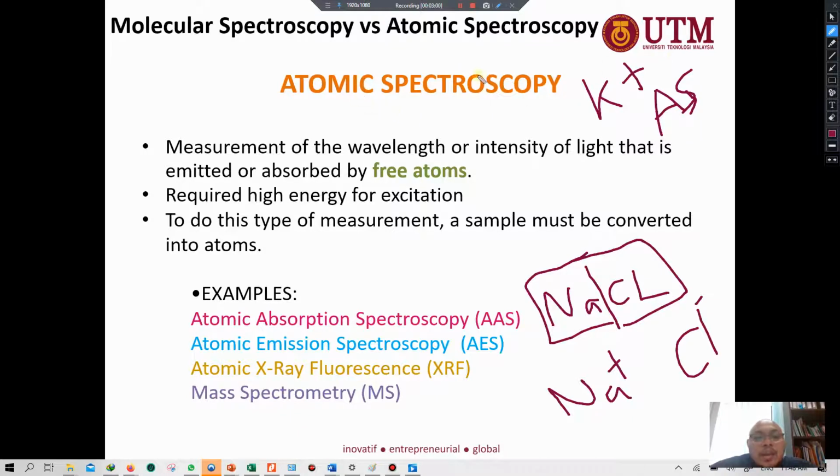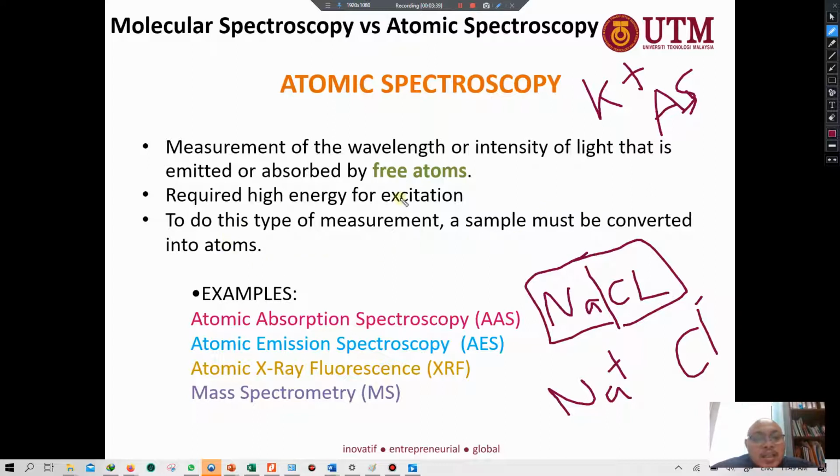Okay, so atomic spectroscopy is the measurement of the wavelength or intensity of light that is emitted or absorbed by free atoms. So they need to be free. It requires high energy for excitation. To break the compound into single elements, we need high energy. So when you want to analyze an element, you need a very huge energy. That goes for atomic spectroscopy. For molecular spectroscopy, the energy is not that huge. To do this type of measurement, a sample must be converted into atoms.